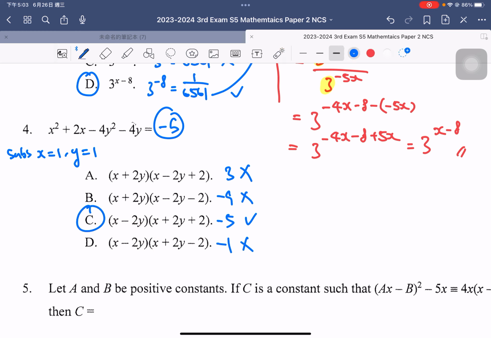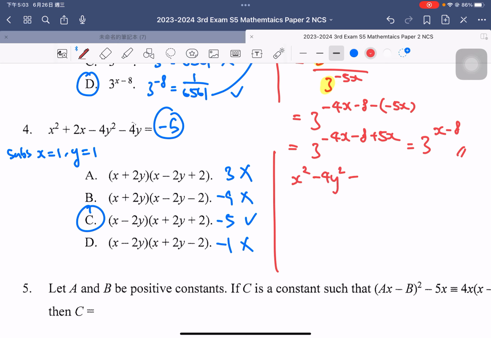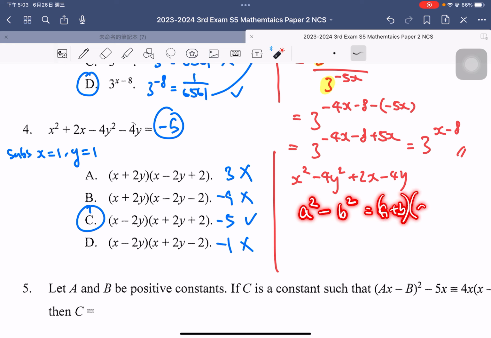If you want to learn how to use the factorization, I can teach you as well. First of all, we need to group these two things together because both of them are square numbers. So we can try to use a plus b times a minus b equal to a squared minus b squared. So we group them together. So I have x squared minus 4y squared plus 2x minus 4y. If you still remember my formula, a squared minus b squared equals a plus b times a minus b. Be careful, this b squared is actually the whole thing squared, but for this one, it's not the whole thing squared.